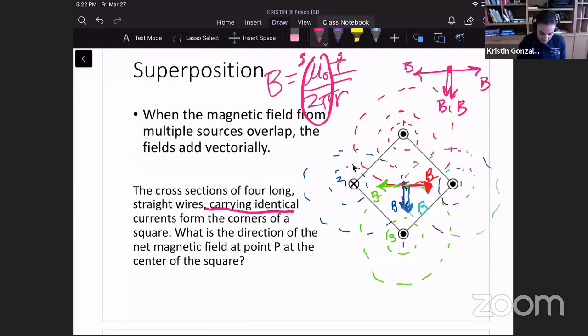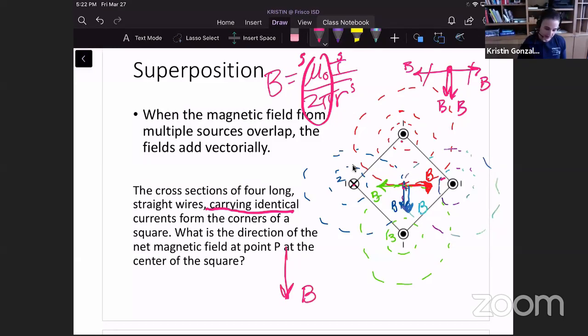And if we look at the distance between each wire and point P, what's true about that? Well, it's also the same. So if all of these things are the same, then the magnitude of these two magnetic fields is going to be the same. One is to the right, one is to the left. What happens? They cancel out. So what we're left with is those two magnetic fields pointing downwards. So we get one large magnetic field pointing down.